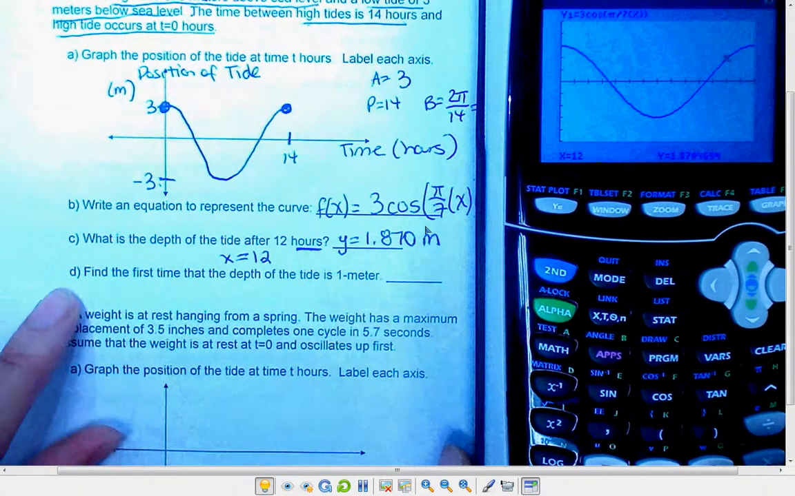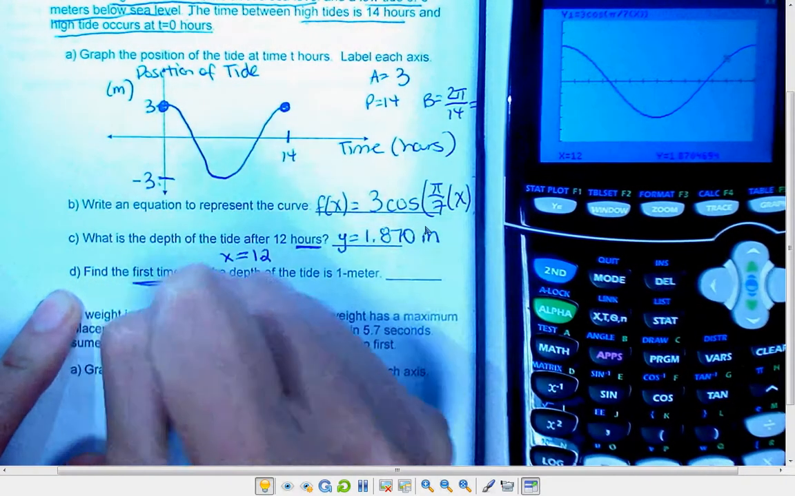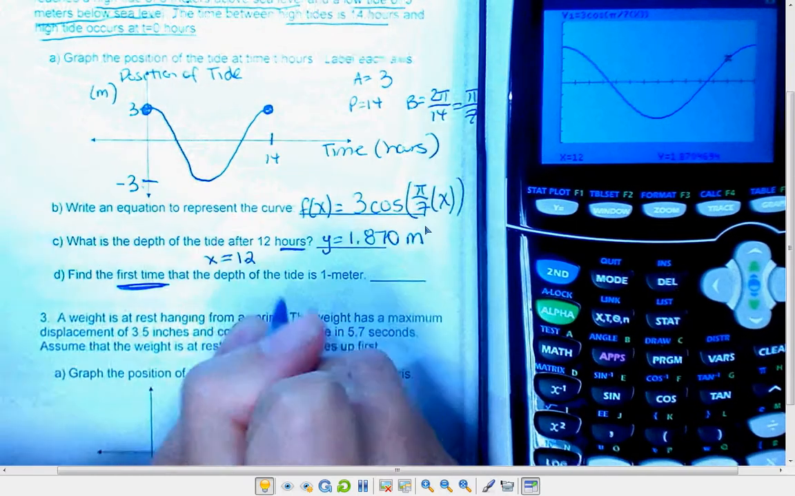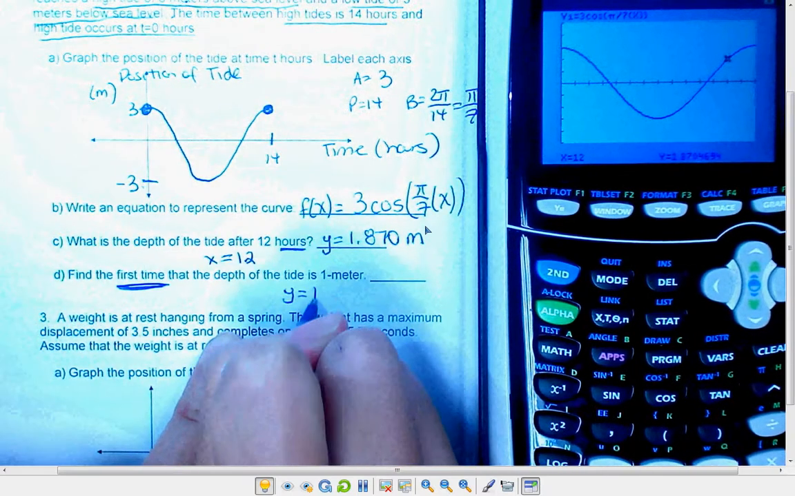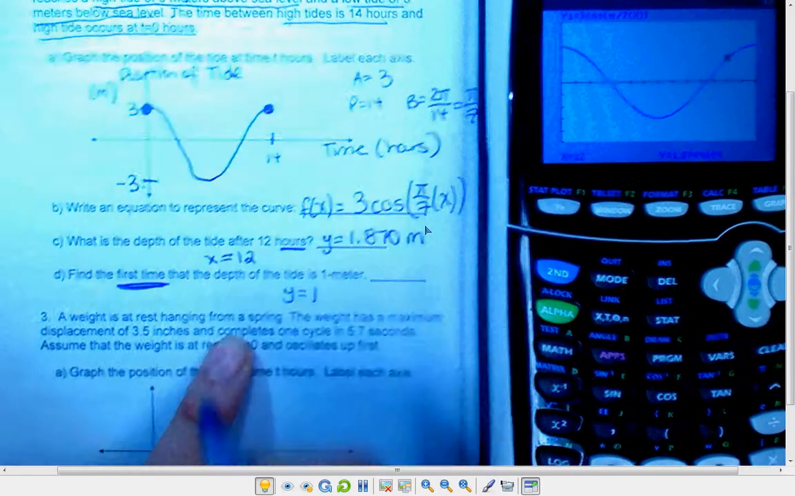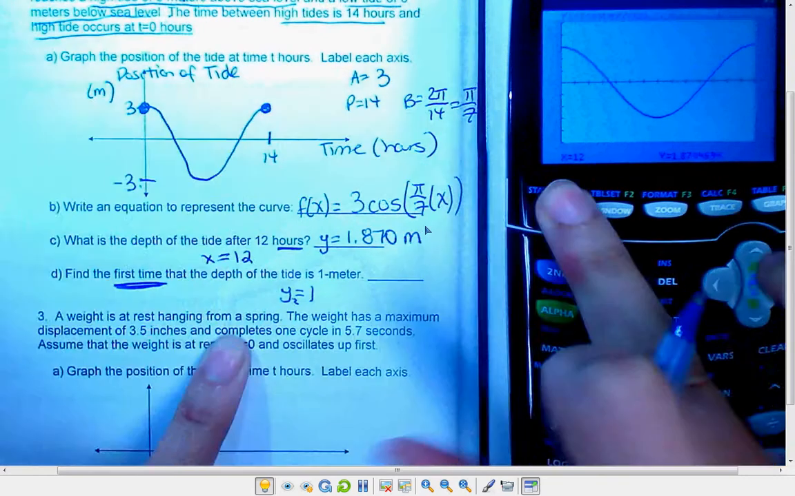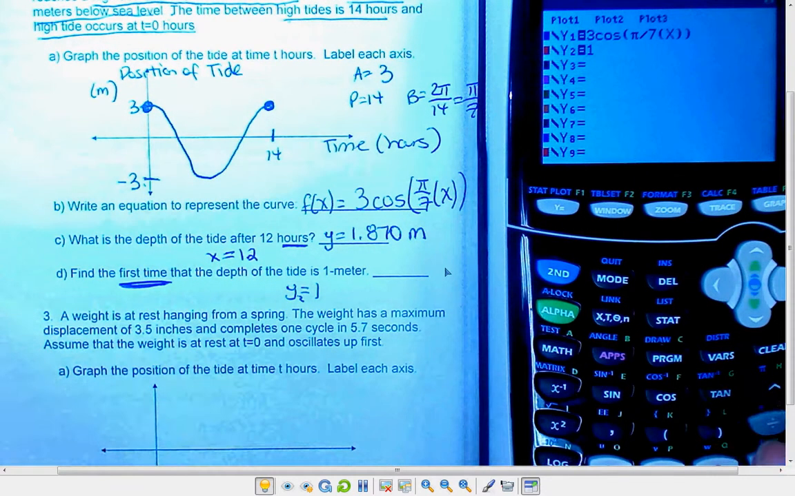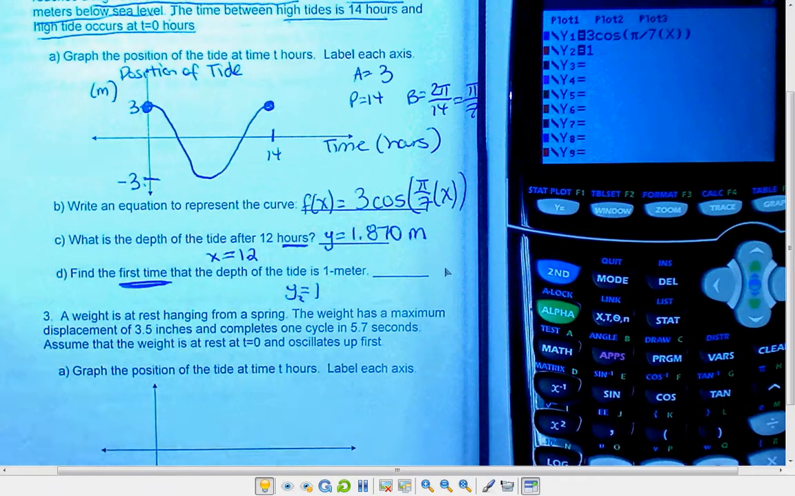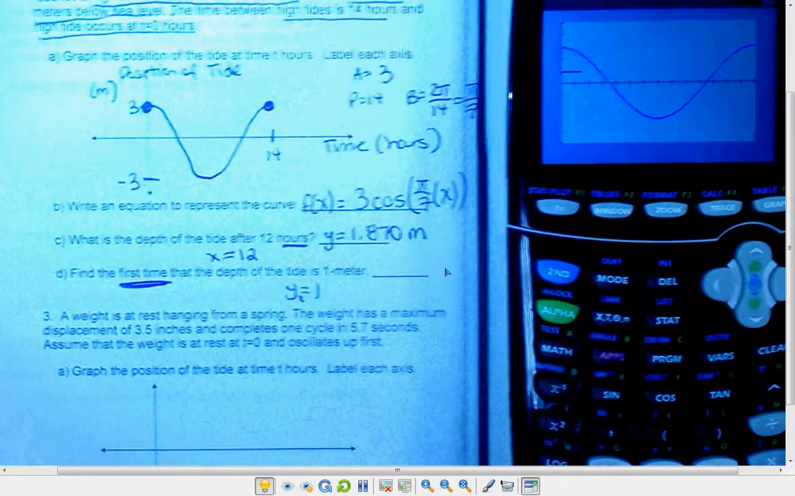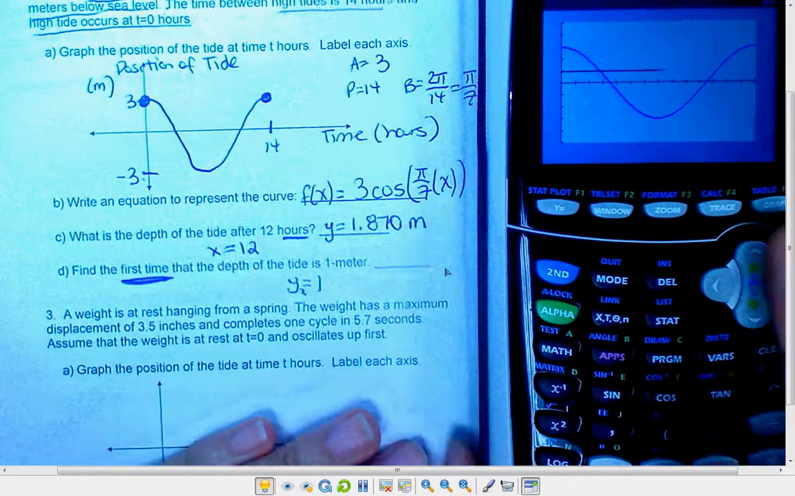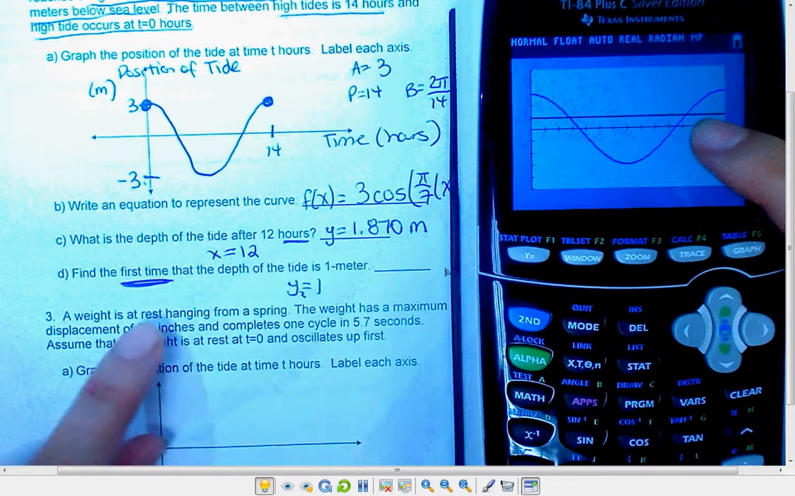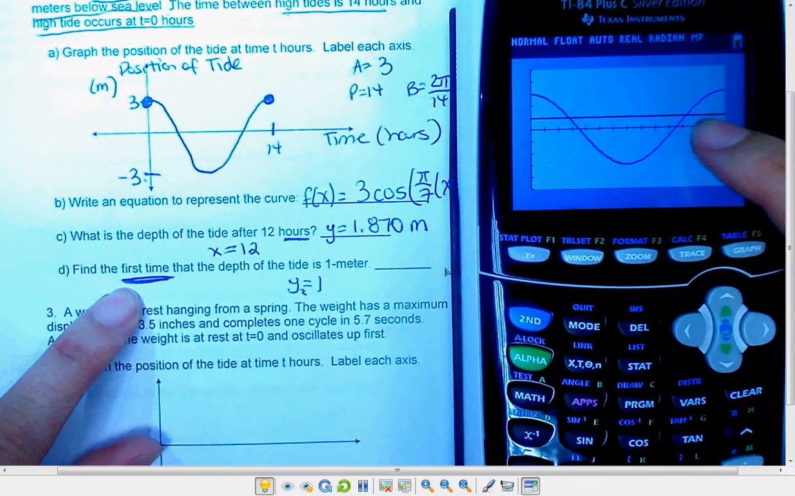Now for part D, it's asking you to find the first time that the depth of the tide, so the position of your tide, is 1 meter. So this is my y value now. So y equals 1, which means I'm going to go into my y equals, go down to y2, type in 1, press graph. Here again I see the line. There's 2 intersection points. Which one am I going to pick? The first one, because this is the first time.